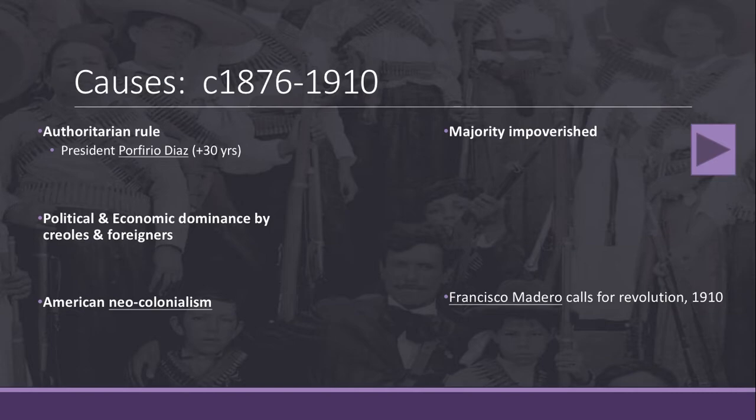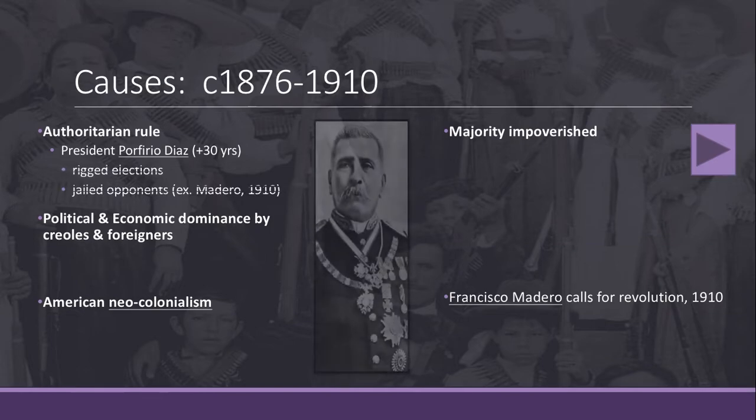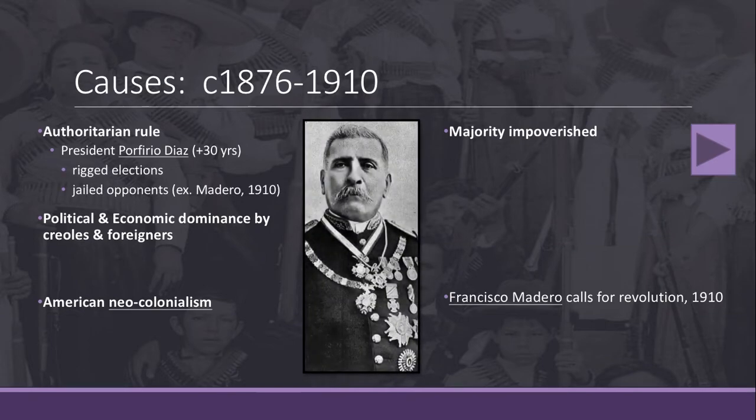And though there were presidential elections, they were almost all rigged, backed by Creole supporters who gained great benefits from his rule, as well as the United States, which we know is a major imperialistic power in Latin America, particularly with our southern neighbor.